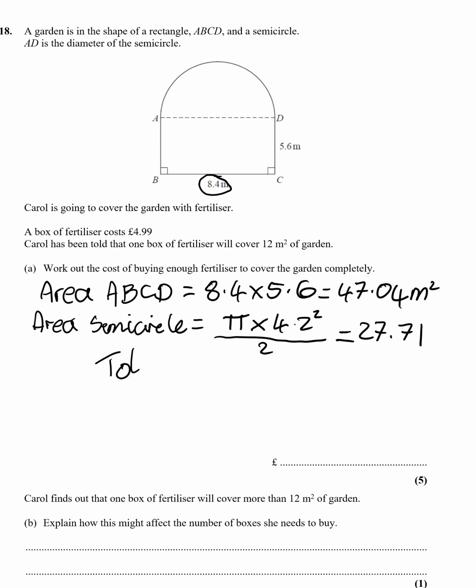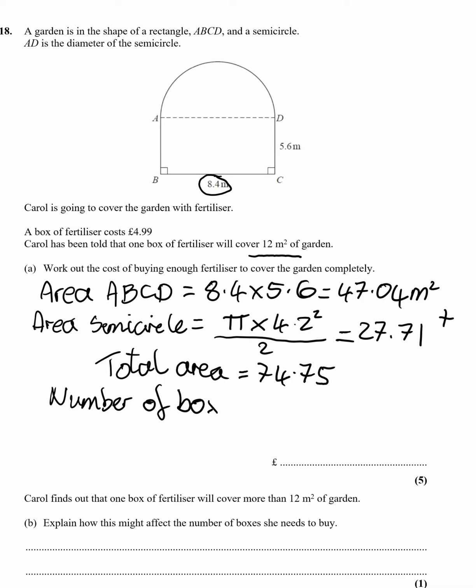So total area, I'm going to run out of room, is basically these two added together. 47.04 plus 27.71 gives us 74.75. Now, each box will cover 12 metres squared, so we need to do number of boxes is basically going to be that divided by 12. So we need 6.23 boxes. Well, you can't buy 6.23 boxes.